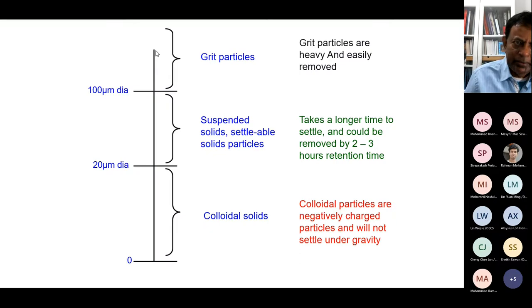So I'm re-emphasizing that any particles in the water which are more than 100 micrometers in size are classified as grit particles, and grit particles can be removed in grit channels or any other units capable of removing grit particles. But between 20 micrometers and 100 micrometers, the suspended solids are visible, which means you can see them with the naked eye. If you are able to see that particle, it is called suspended solids. Now, suspended solids can be removed in a settling tank, which means a sedimentation tank.